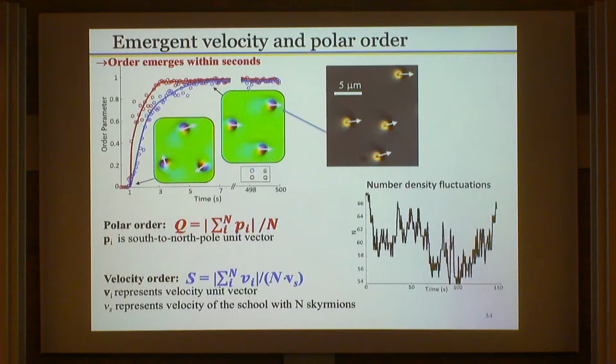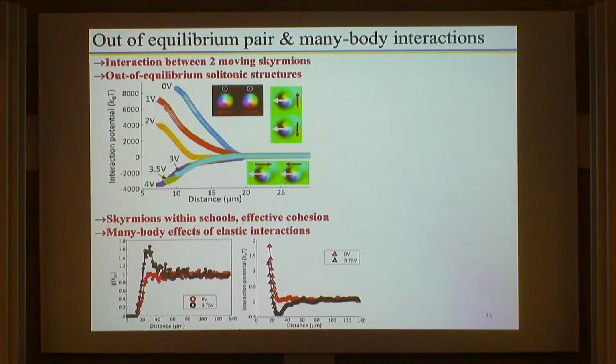Also, within such large schools of skyrmions, we see quite large number density fluctuations. So within a certain area, like for example the one in here, but perhaps larger, we would see different numbers of skyrmions passing through it within a given amount of time. So how can we understand this rich behavior of skyrmion structures under out-of-equilibrium conditions?